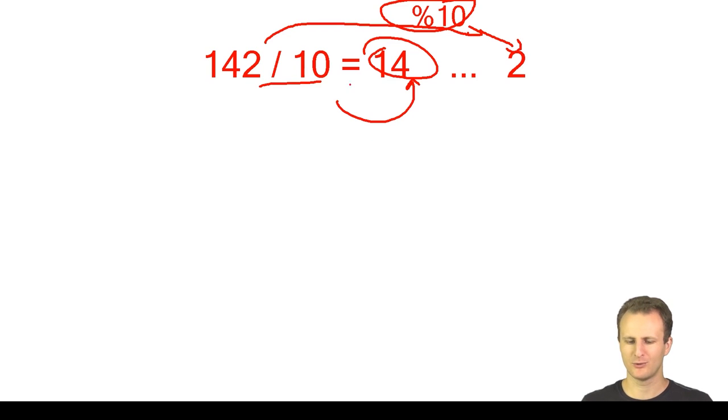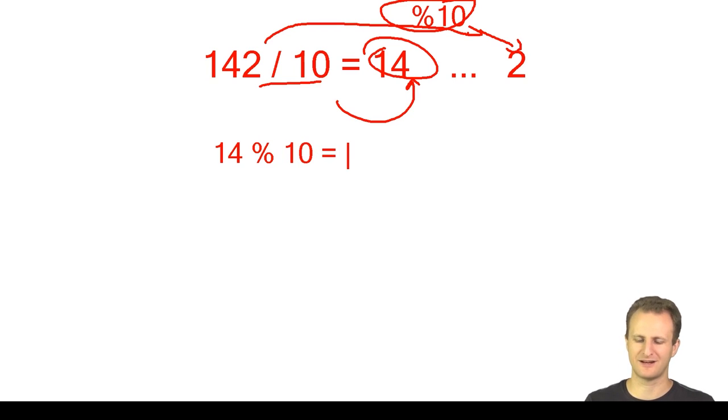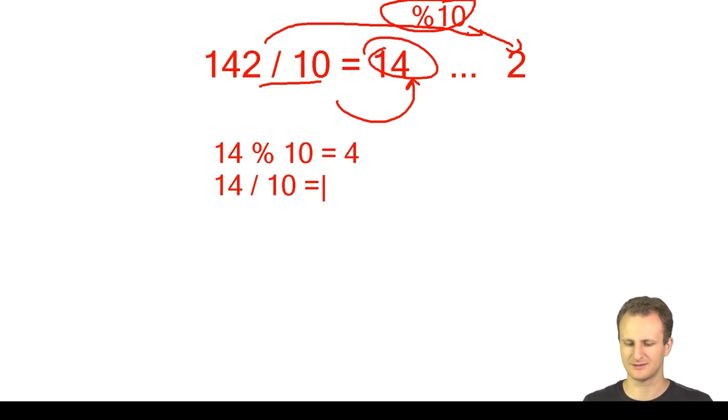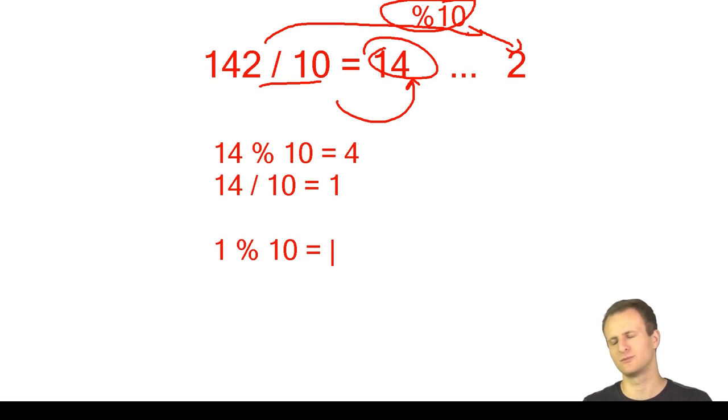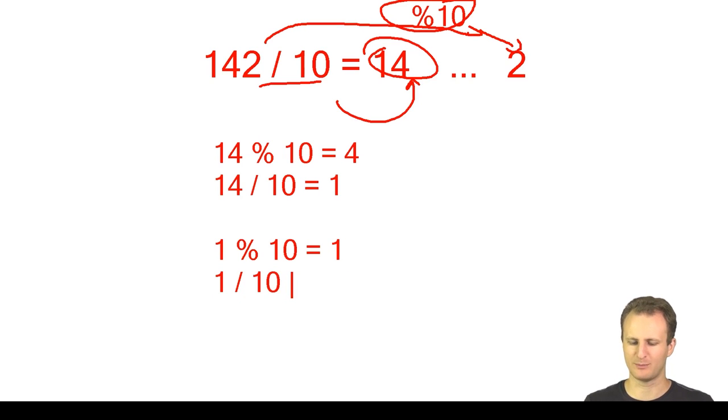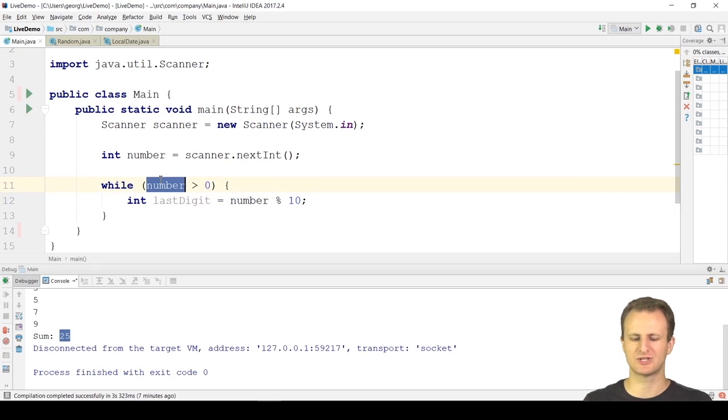So what can we do? We can repeat this operation now and do it for 14 and get the remainder when it's divided by 10. That would give us 4, and then we do 14 divided by 10, so we get 1, and then for 1 we get the remainder for division by 10, and that would be 1, and then 1 we would divide by 10 and we'd get 0, and for 0 there is nothing more to do. We stop here. So that's why I said, well, we will start a while loop which continues until the number reaches 0. Now there is a catch here.